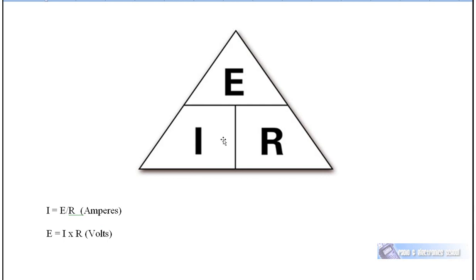If we want to know R, we simply put our finger over the R and read the other two. R equals E divided by I. And of course that answer is going to be in ohms. That's the Ohm's law triangle. We'll visit this again, and we're going to be going into Ohm's law a lot deeper and showing you just how voltage, current, resistance and wattage interact with each other.